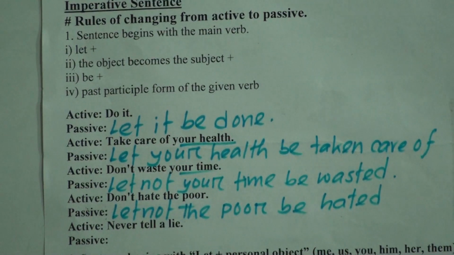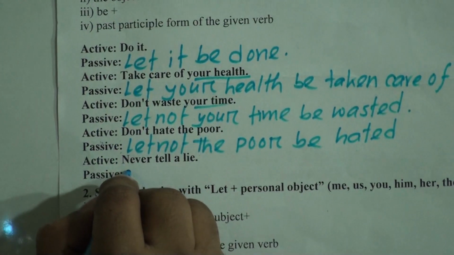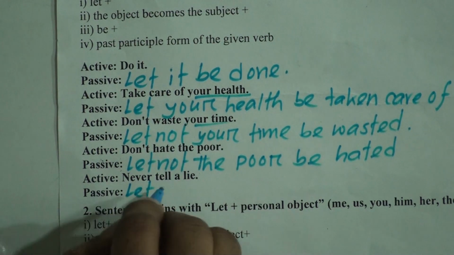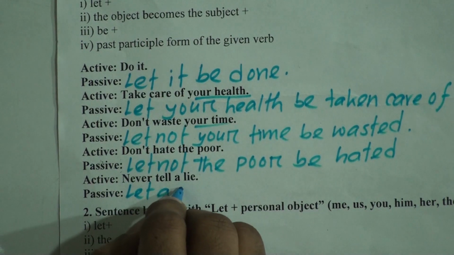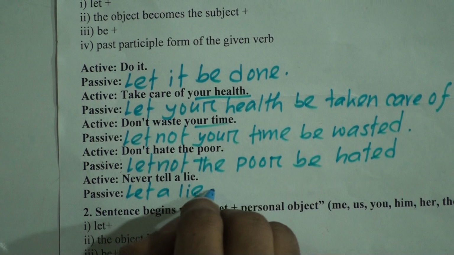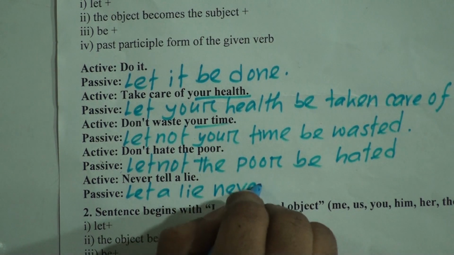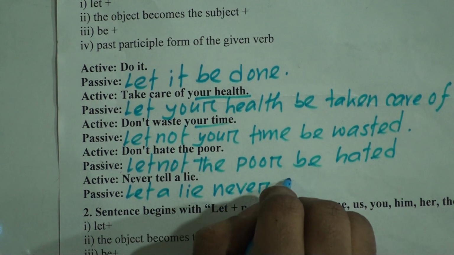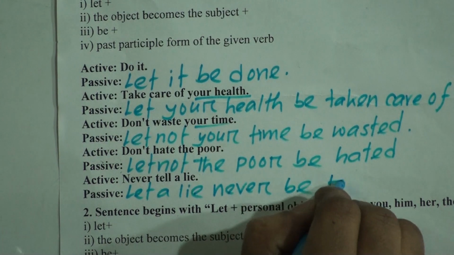"Never tell a lie." If a sentence starts with never, how do we solve it? Let first, and then the object becomes the subject. Then we have to put never. Let a lie never be told, past participle of the main verb.